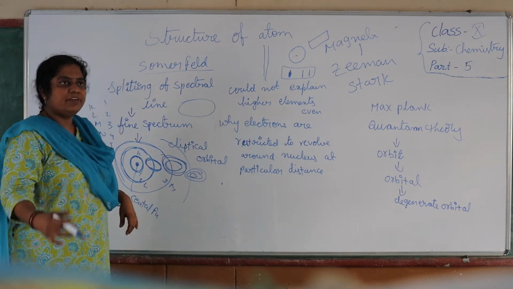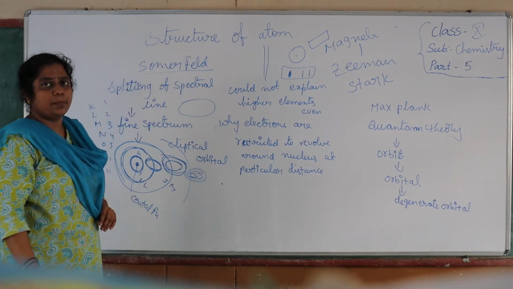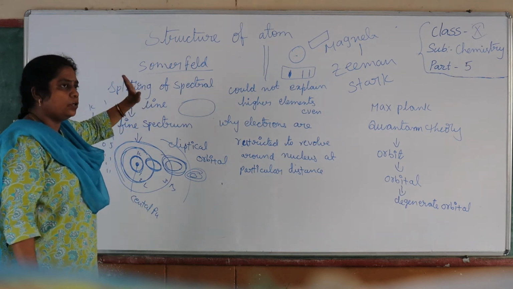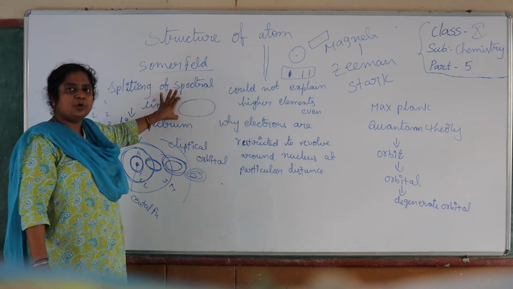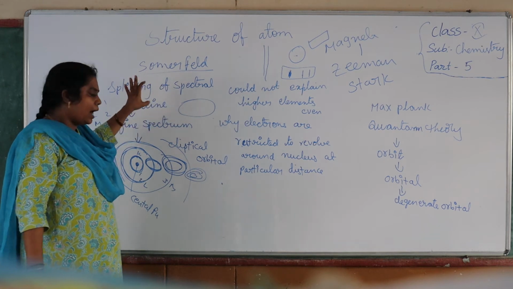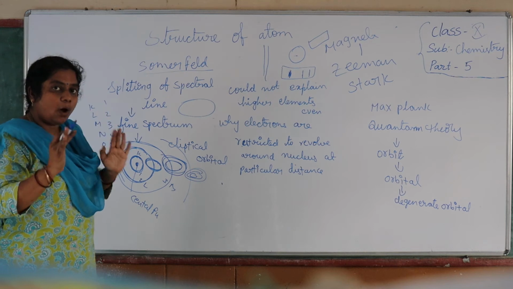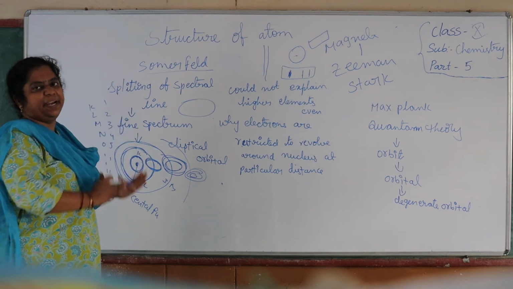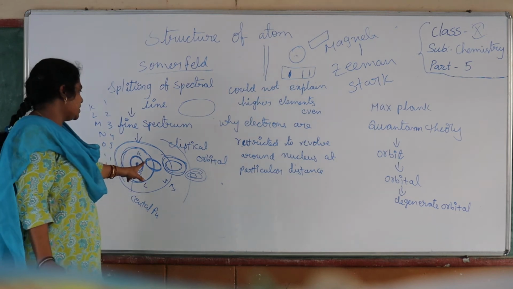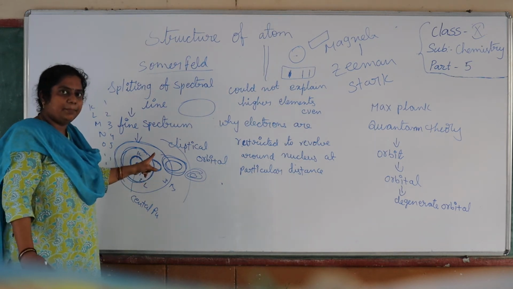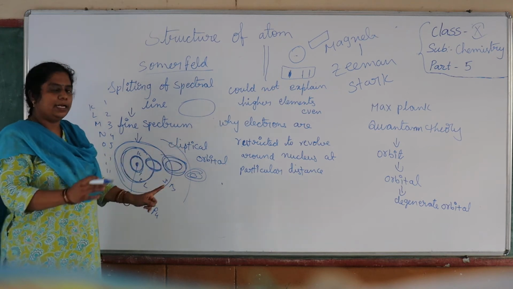So, if in the exam you are asked to write about the Sommerfeld model, you have to write after knowing about the splitting of spectral lines, Sommerfeld came to know about the fine spectrum and he gave elliptical orbitals to Bohr's orbits. For the first orbit, there is no elliptical orbit. For the second orbit, there is one single elliptical orbit. For the third, there are two. For the fourth, there are three. And so on.